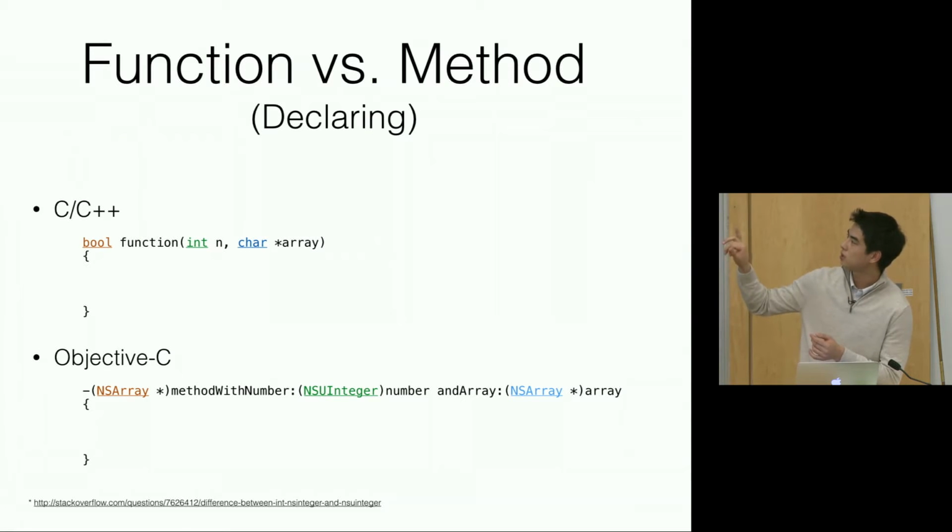And what's interesting here is that instead of having parentheses, we have these colons. And then in front of our argument, we put, again in parentheses, the type of our argument. So right now, I'm trying to make the comparison between n and number, because they're both like ints. And then the other one is an NSUInteger type.